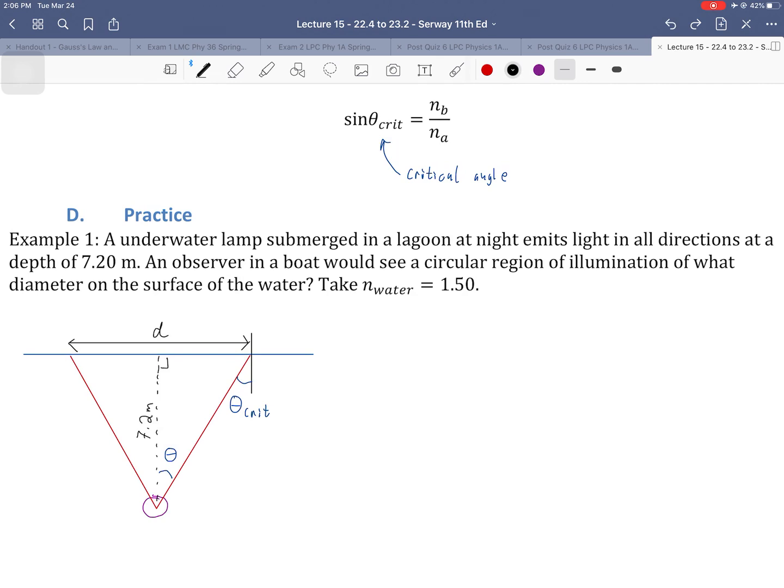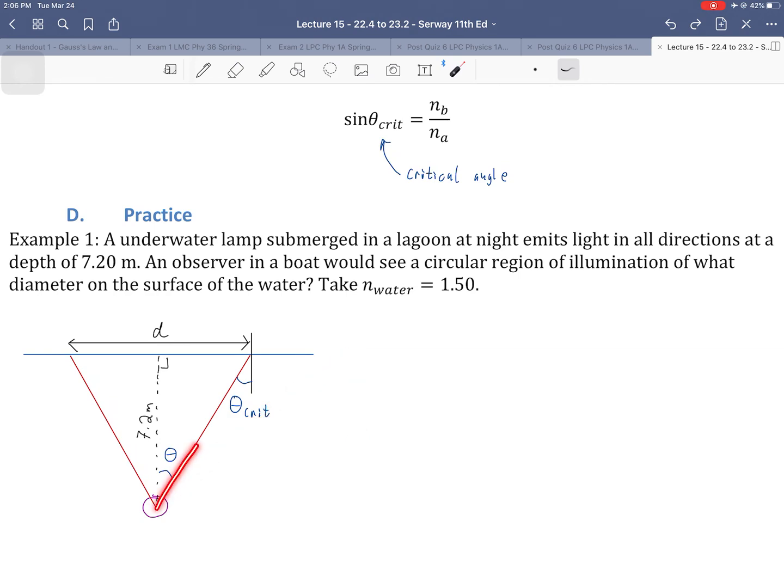Here, actually I already have it started. So here we have a picture showing the water, and we have our lamp at a depth of 7.2 meters. We're interested in finding this critical angle. That's the maximum angle that the light would travel, because for any light ray coming to the surface at an angle larger than the critical angle, all that light would get reflected back down in the water.